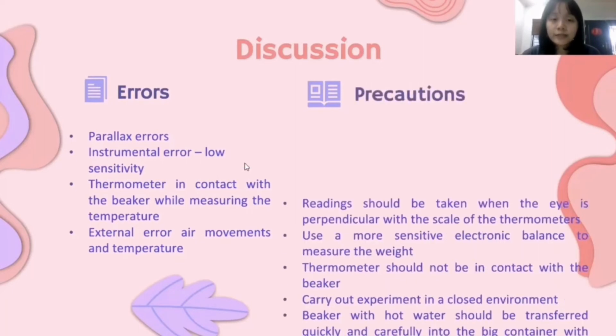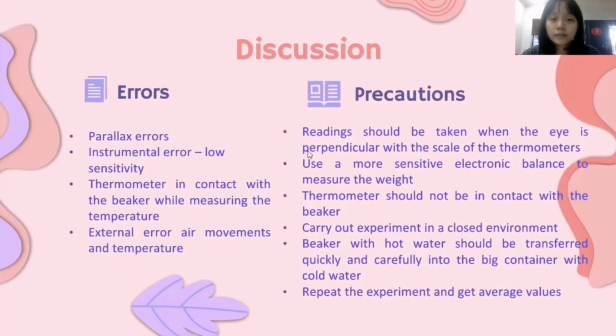There are some precautions we can take. The reading should be taken when the eye is perpendicular with the scale of the thermometer. Use a more sensitive electronic balance to measure the weight. The thermometer should not be in contact with the beaker. Carry out the experiment in a closed environment. The beaker with hot water should be transferred quickly and carefully into the big container with cold water to avoid heat loss. And repeat the experiment and get the average value.